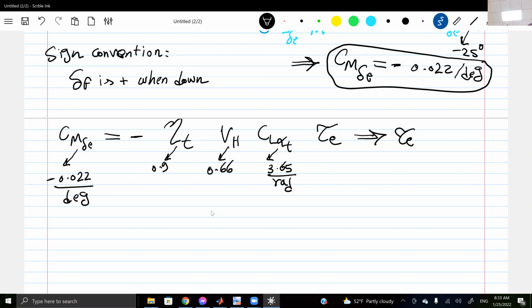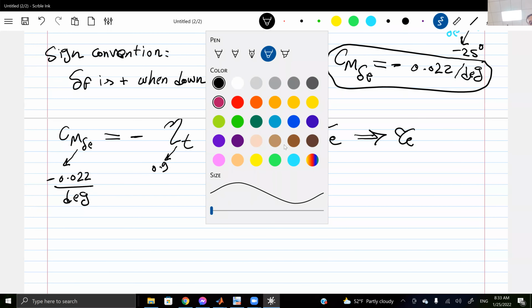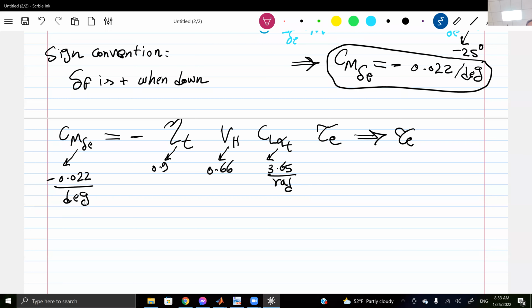But before getting it, do you want to adjust anything in this equation, or do you think we're ready? Don't you need to change the unit of CL alpha tail to per degrees? Exactly, thank you. Here we have per radian, here we have per degree, so let's convert one to the other. I can multiply this by 180 over pi. Now both sides of the equation have the same unit. I can simply divide and I get tau elevator. It's something like 0.58.